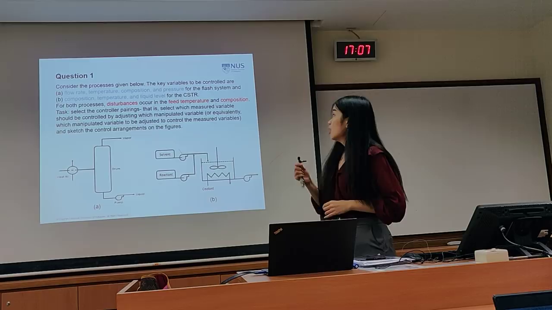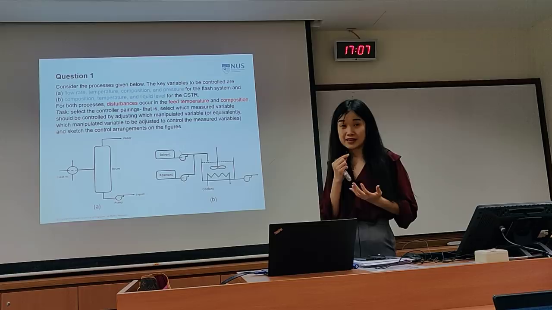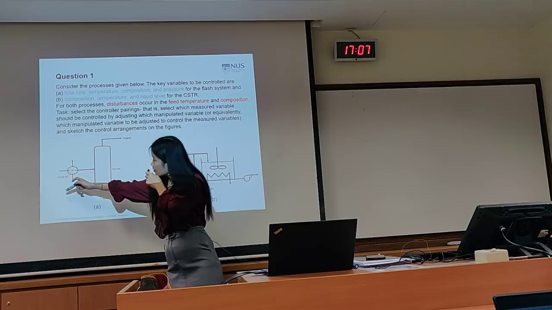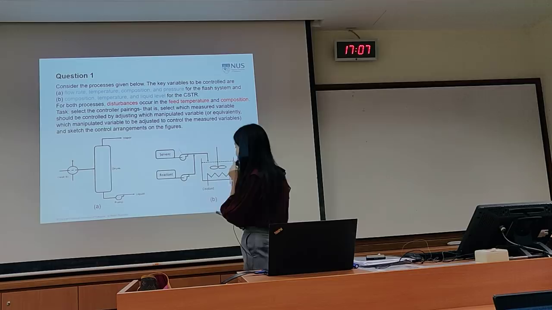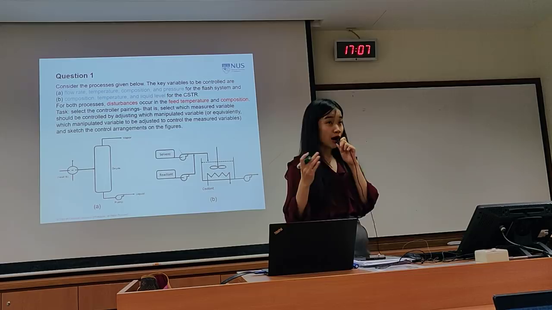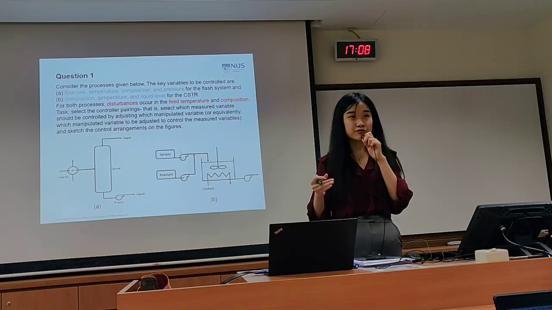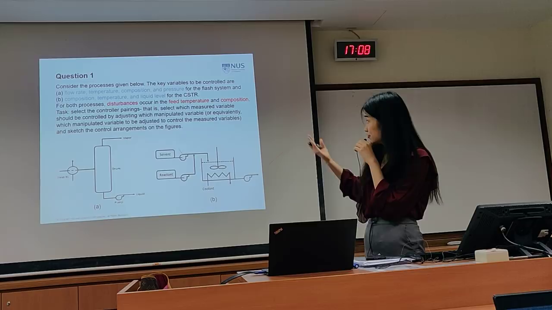Well, for both processes, we consider there are some disturbances. That's why we need the controller, because there are disturbances happening on the system. So disturbances occur in the feed temperature and the composition. The initial feed has those disturbances of different temperature and composition. It's commonly seen in plant operation, because when you operate your reactor or unit operation, the feed is normally from your upstream process. You really have no control over this feed into the system. We cannot change that, it's a disturbance to the system. So we define that as a disturbance variable.